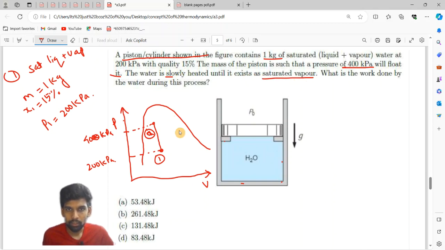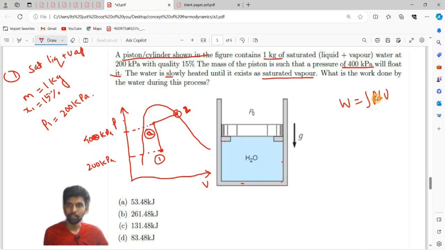And it is continued to heat till it hits this line. So this is our final state, or we can say state 2, because this is nothing but the saturated vapor line. Here we will get saturated vapor, and that's what they have mentioned. What is the work done by the water during the process? Okay, so for a closed system, work done is nothing but PdV.